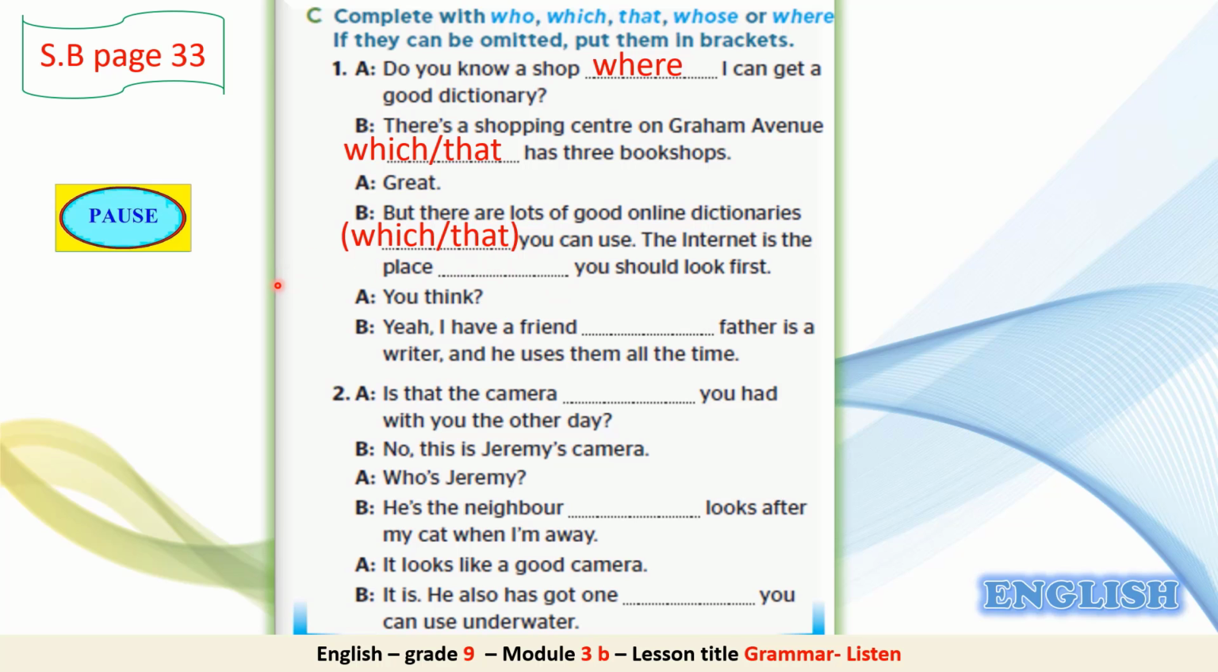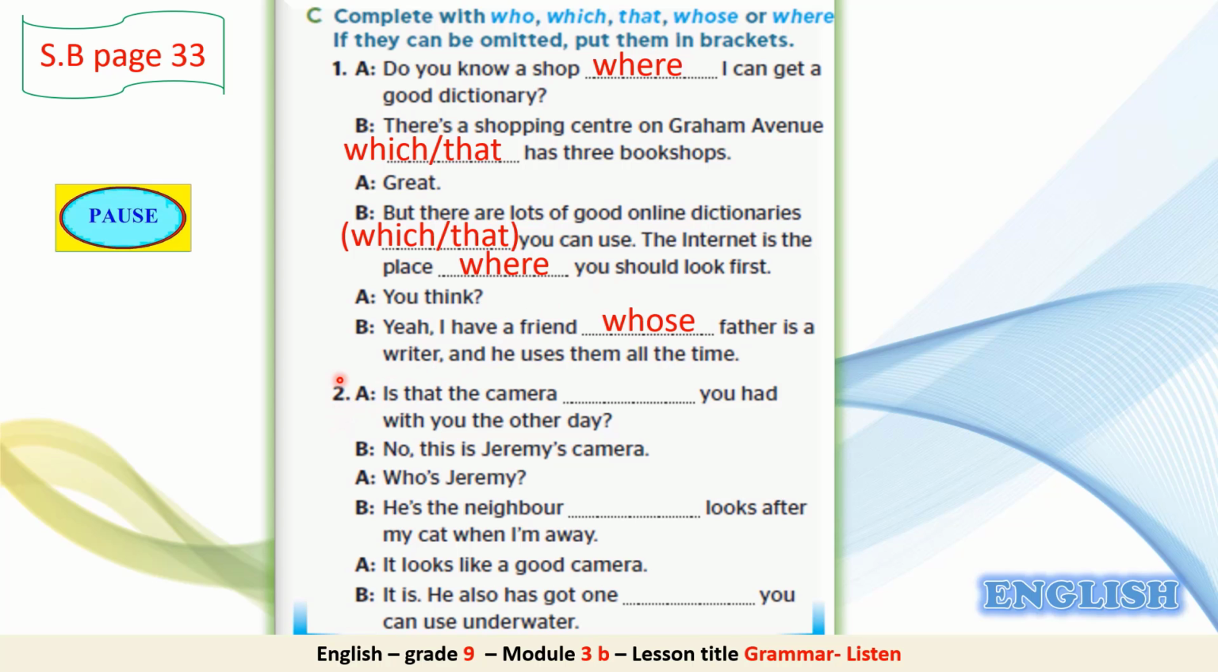Now what about the next one? Excellent. It's where. Why? Because here we are talking about a place. Now what about this one? Very good. It's whose. Why? Because we are talking about the relationship between the friend and the father. It is possession. I have a friend whose father... the father of my friend.